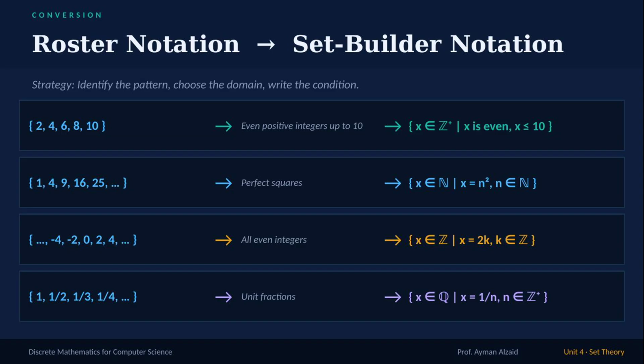Example 4. The set containing 1, 1/2, 1/3, 1/4, and so on. Pattern: unit fractions. Set builder: the set of x in the rationals such that x equals 1 over n for some positive integer n. Practice this conversion skill. It will appear directly on Module 1 homework and the quiz.